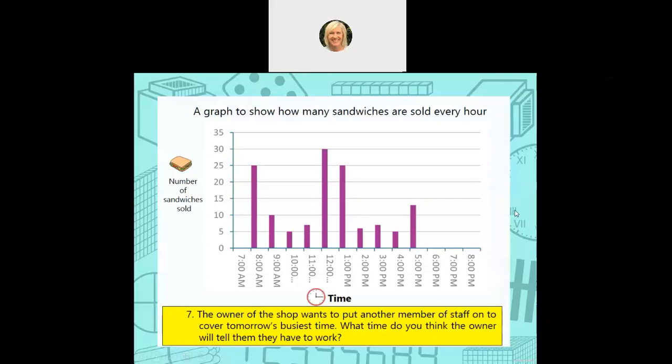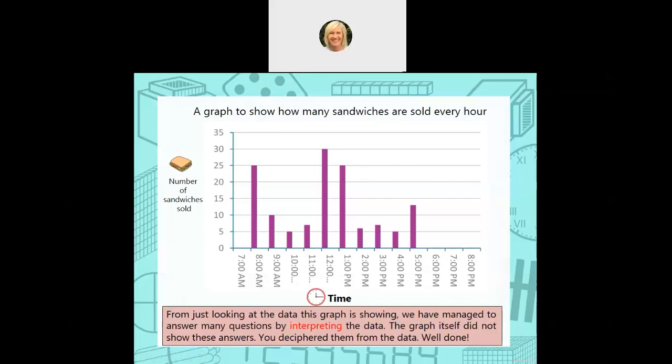Number 7. The owner of the shop wants to put another member of staff on to cover tomorrow's busiest time. What time do you think the owner will tell them they have to work? Well, the graph is showing us when the busiest time is. Right, question 7 and your answer.